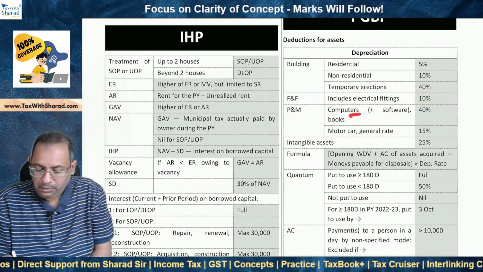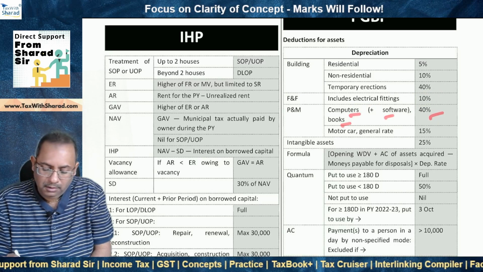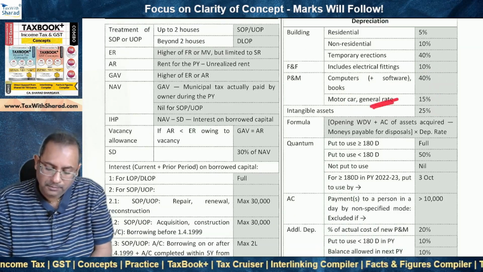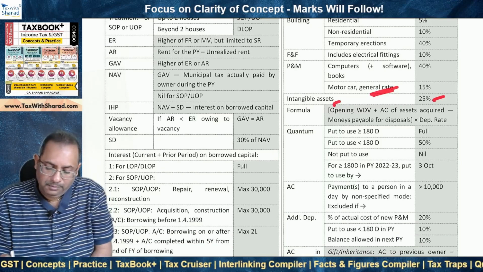Plant and machinery: for computers plus software and books it is 40%, for motor car it is 15%, and 15% is also the general rate of depreciation. For intangible assets it is 25%.